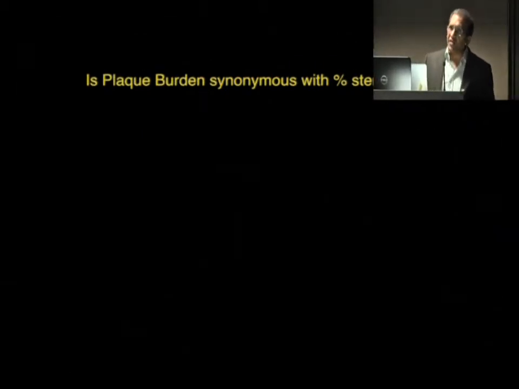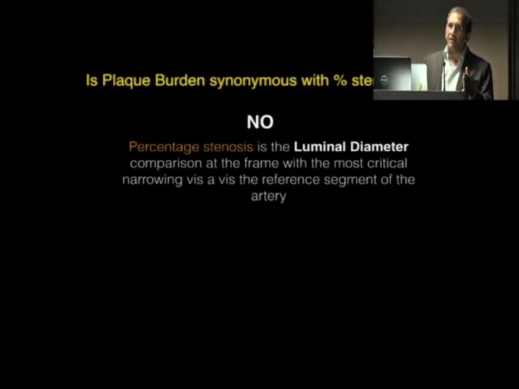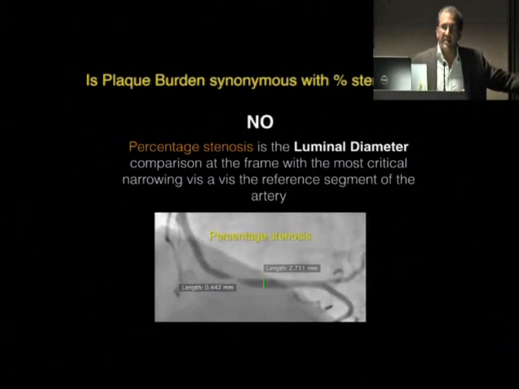Is this synonymous with percentage stenosis? No. Percentage stenosis is a luminal diameter comparison of the reference vessel diameter to the stenosed area. So basically, when you have a tight narrowing, that diameter compared to the reference is percentage stenosis. So do not mix up the two issues, okay?